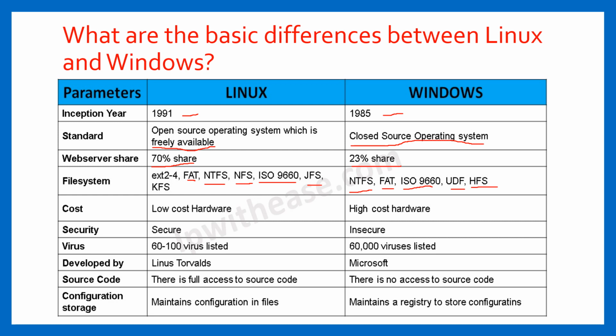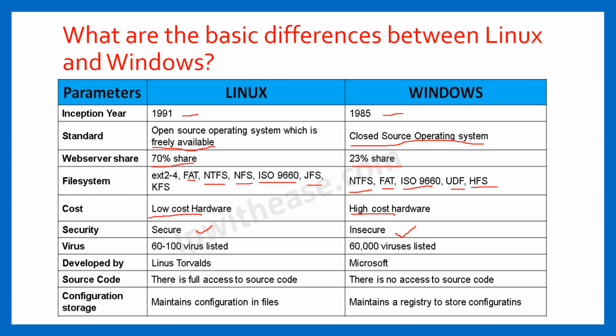Coming to the cost, Linux requires low cost hardware, while coming to Windows, it requires high cost hardware. And security wise, Linux is very secure, and Windows is very insecure. And coming to the viruses, 60 to 100 viruses are listed for Linux, while for Windows there are 60,000 viruses listed.